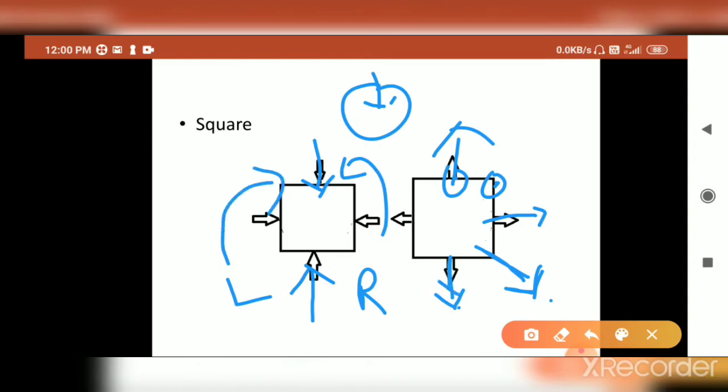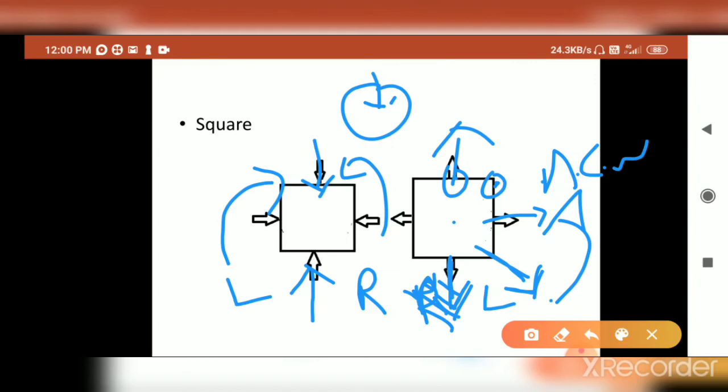Similarly, when you are facing away from the center, this becomes the left side and this becomes the right side. You have to imagine yourself in this direction. This becomes left, this becomes right. And this becomes anti-clockwise, which is now the left side. But here anti-clockwise is the right side.